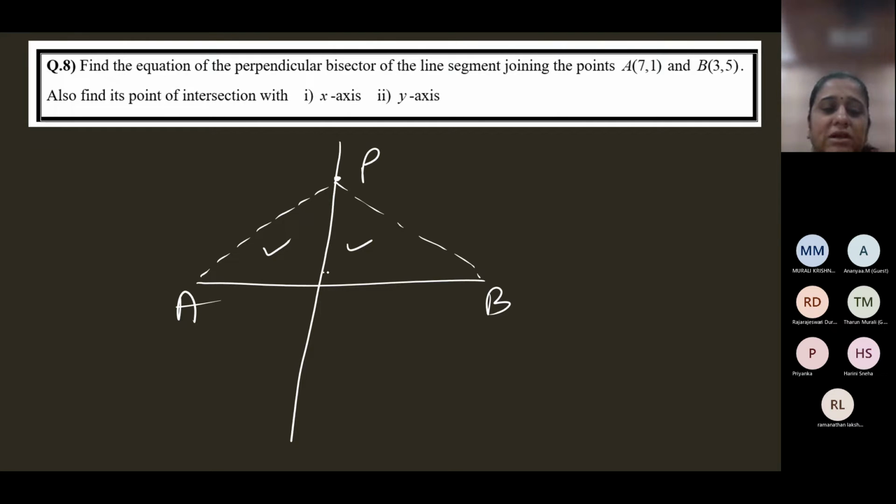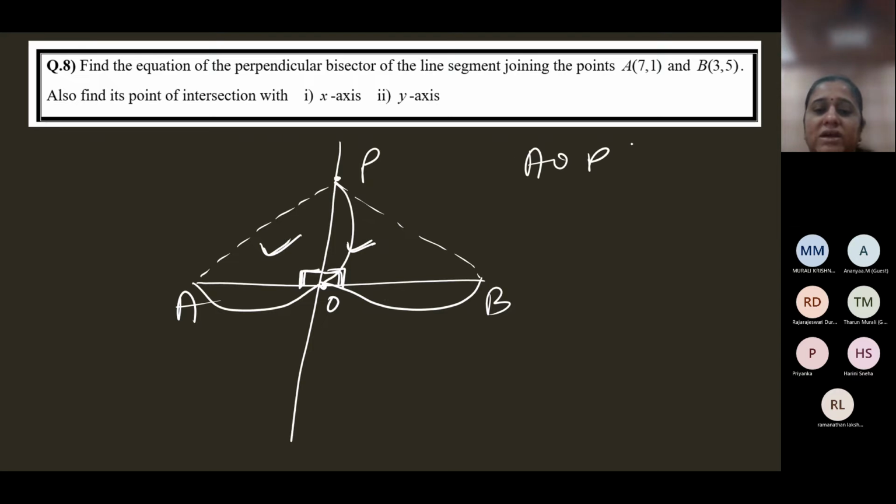Why? Because it's a perpendicular bisector, right angle. 90 degrees here, 90 degrees here. In this triangle, this is 90. In this triangle, this is 90. So right angle. And then this side, let me call it O. So AO is equal to BO. Why is AO equal to BO? Because perpendicular bisector, right? So it bisects AB. So AO is equal to OB and PO is the common side.